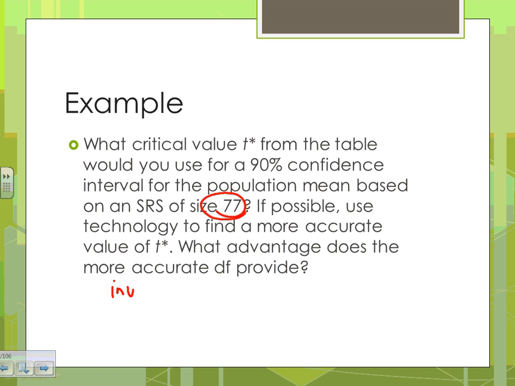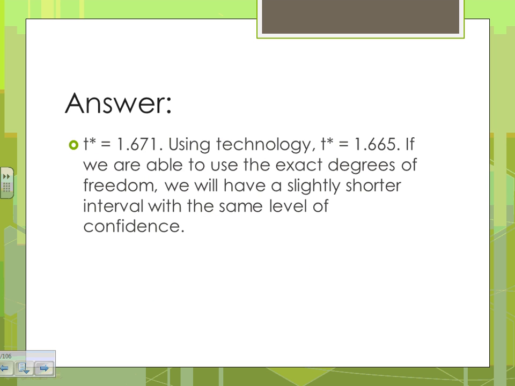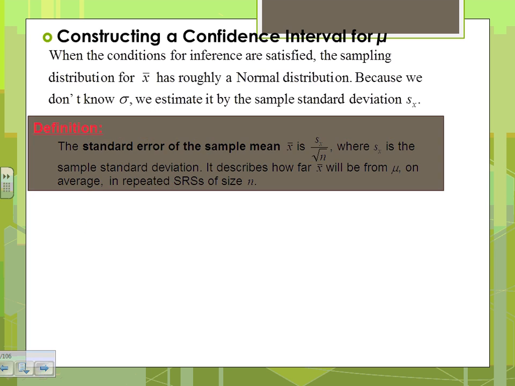So I'm going to do an inverse t. If I have my 90%, that means I have 5% here and 5% here, so all of that would be 0.95, comma, degrees of freedom would be 76. So inverse t, 2nd Vars, number 4, 0.95, comma, 76, I got out 1.665. If you did it in your chart, when you round down here, you're going to get 1.671. Well, that's not nearly as accurate as what you should have. So your calculator can definitely help you out here.